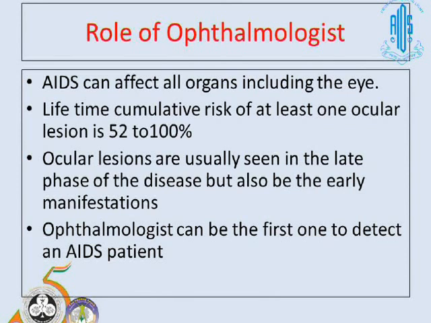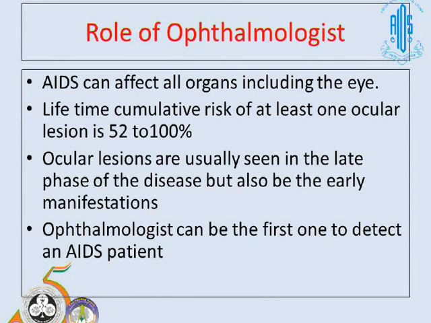So as we all know, HIV can infect the eye at any point of time. Something like 50 to 100% lifetime cumulative risk of lesions is there. These lesions are usually seen in the late phase of disease, or as an early manifestation. Sometimes the ophthalmologist becomes the first person to pick up these lesions, because these patients may be healthy and don't have any symptoms. Because of this reason, you have to be familiar with these patients.